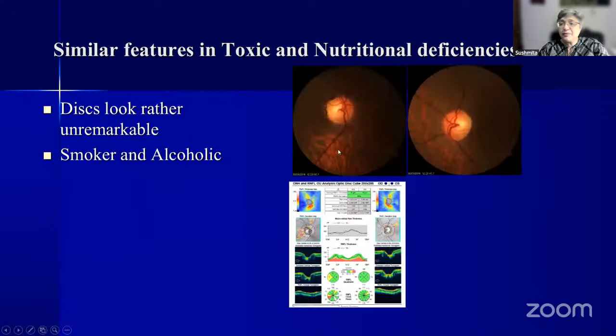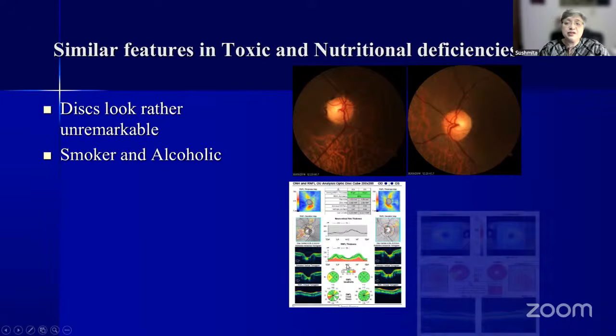The other thing is, you can have similar things in toxic and nutritional deficiencies. We've seen it in alcoholics with vitamin B12 deficiency. The discs are really clinically quite unremarkable. If you just get away with an RNFL, you might think, I don't know why he's not seeing much.